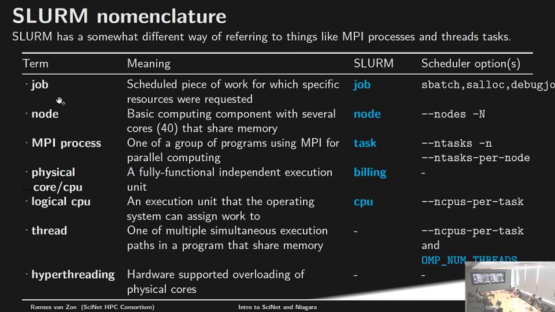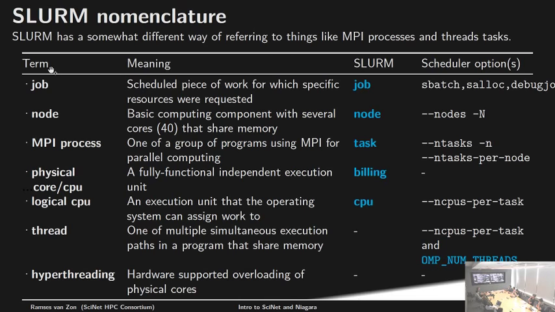But when you ask for resources, you have to say how many nodes you want. But if you're doing computations with, let's say, MPI, you also have to say how many MPI processes you intend to run. And if that's not the same as the number of cores you're running on, you better also say how many cores there should be per MPI process. Even if you're not doing this, but you're just running other parallel tasks, it's important to understand the nomenclature here.